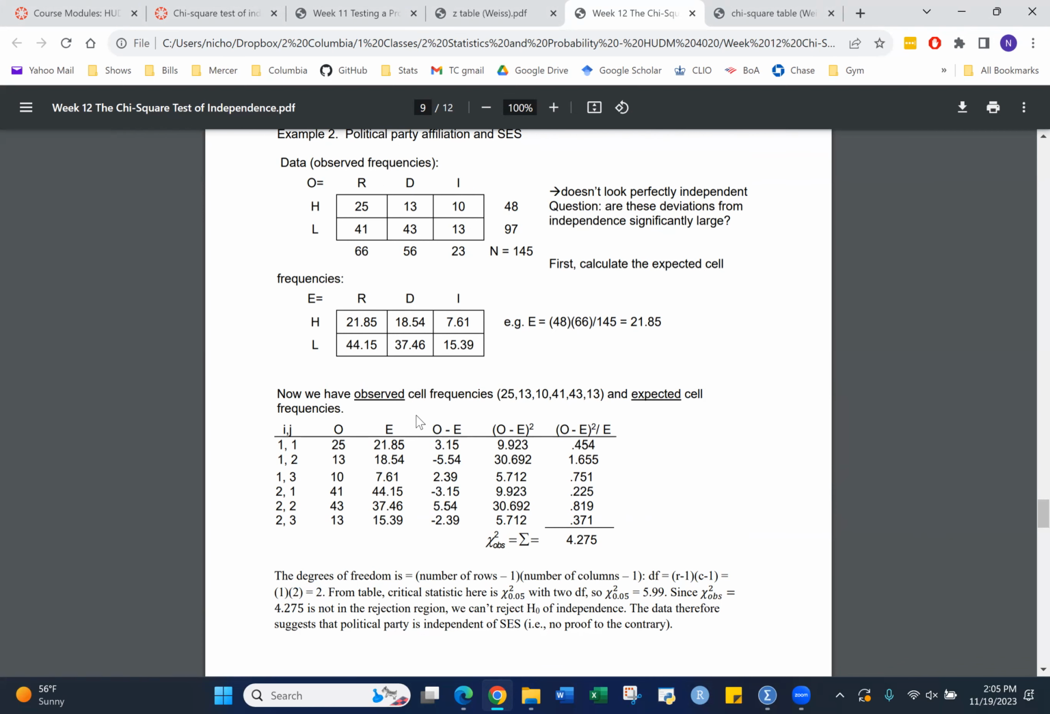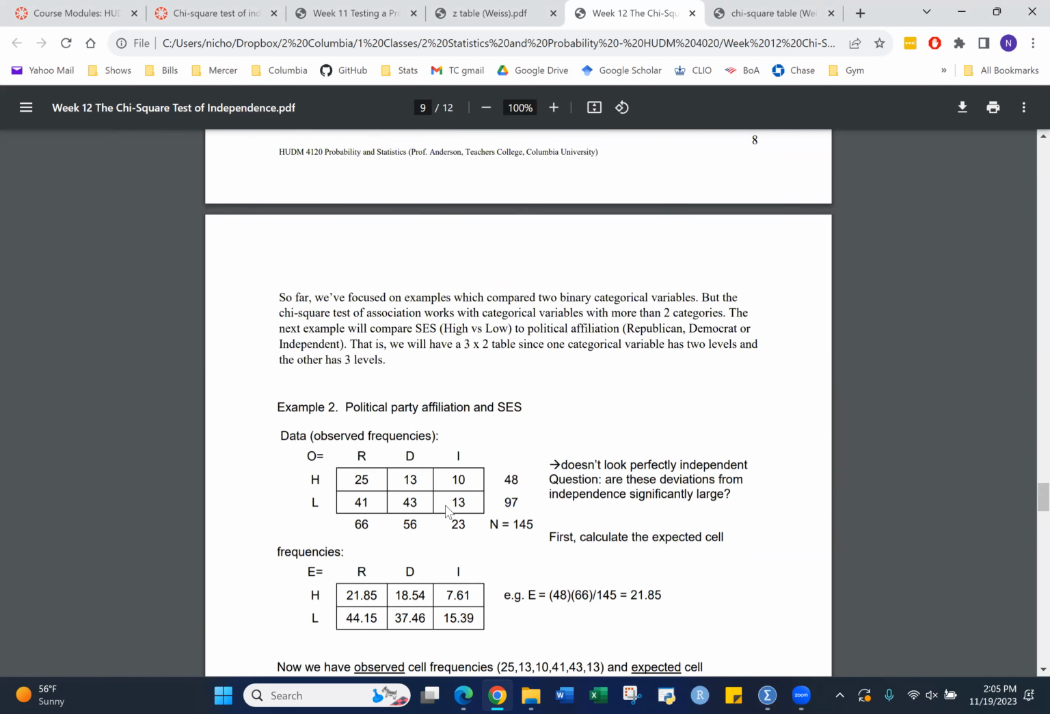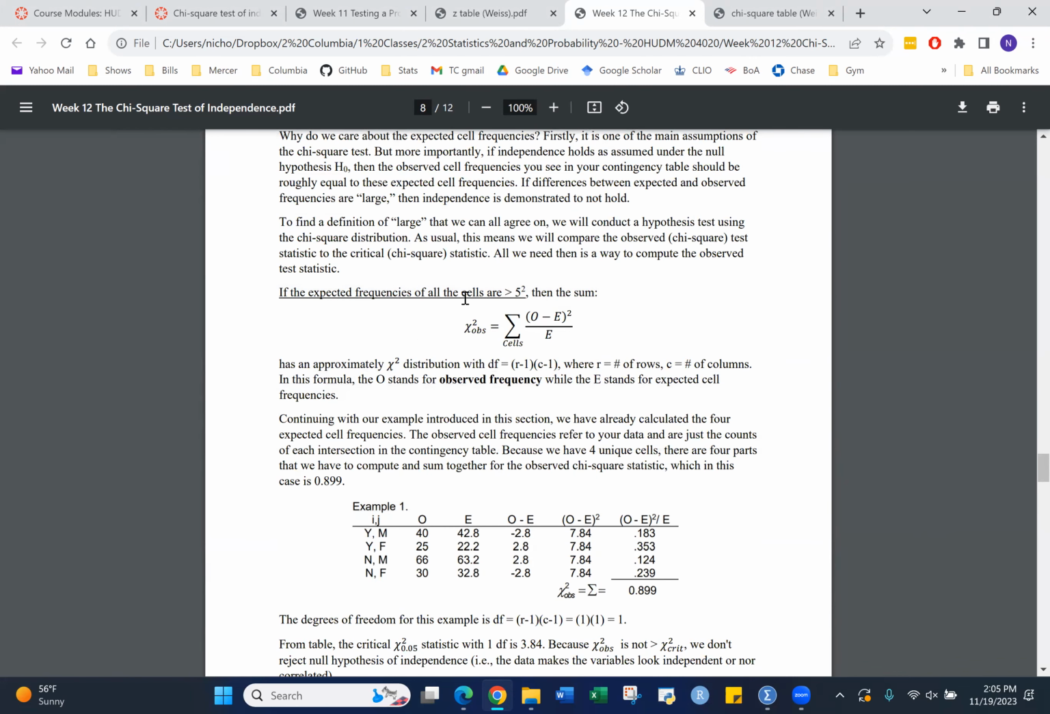But it's the same dance. You've got to compute the expected and then create this little table. And then remember that table, it's applying this formula. That's what we're trying to do there.